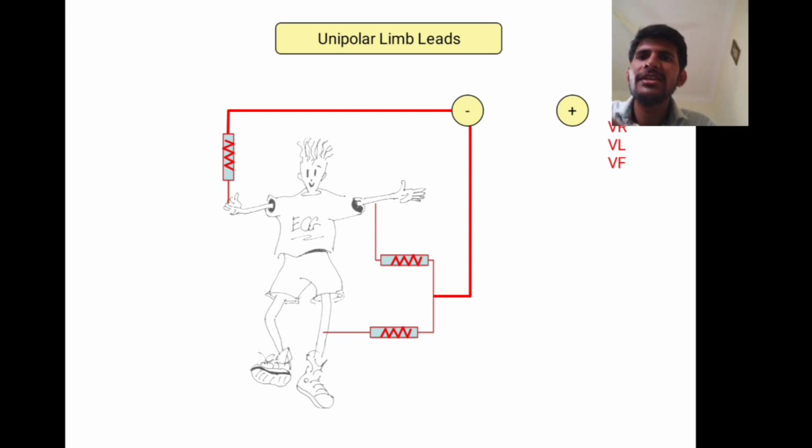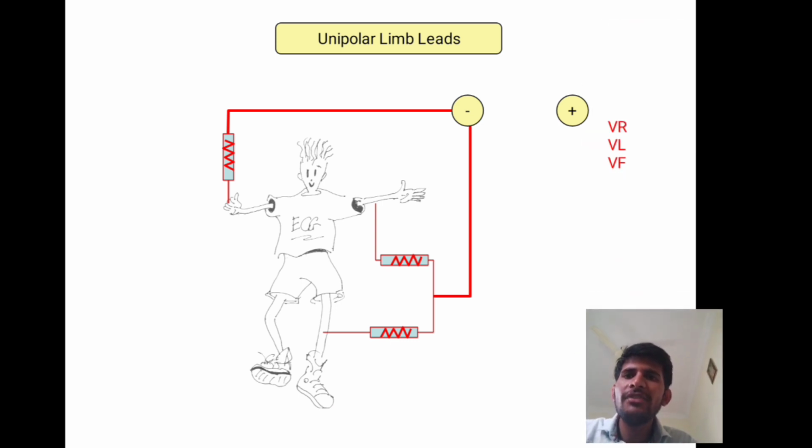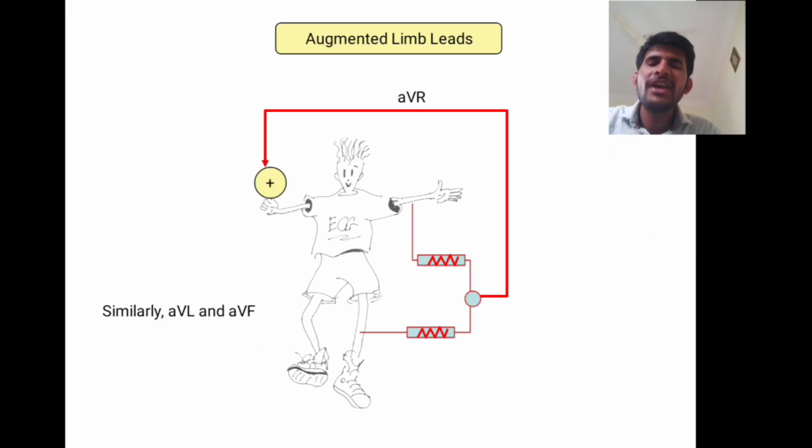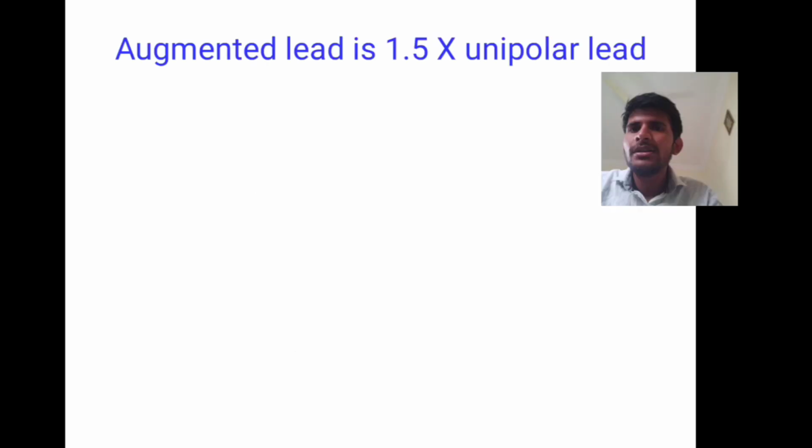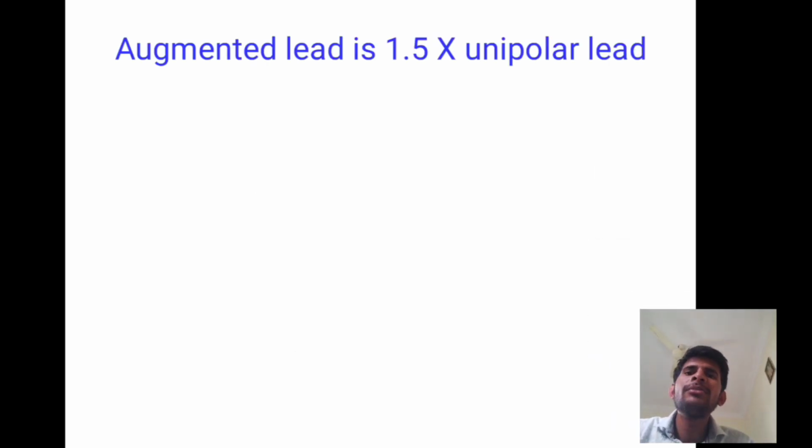Unipolar limb leads are VR, VL, and VF. Augmented limb leads are AVR, AVL, and AVF. One more derivation is there, one small derivation. For that, it is an MCQ in NEET PG. Augmented lead is 1.5 times the unipolar lead. Unipolar leads are VR, VL, and VF. Augmented leads are AVR, AVL, and AVF.